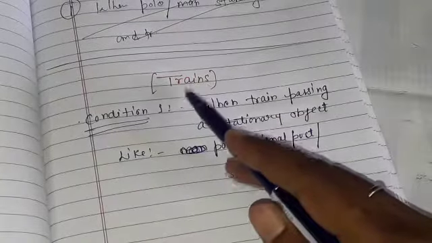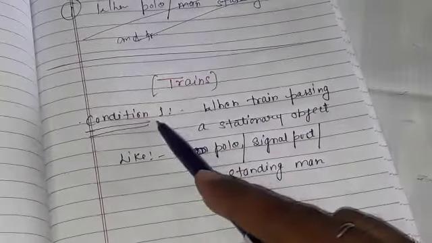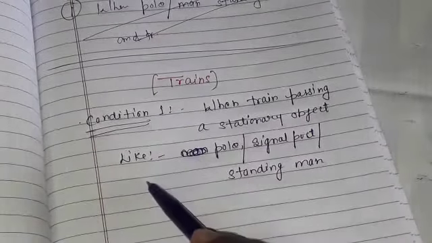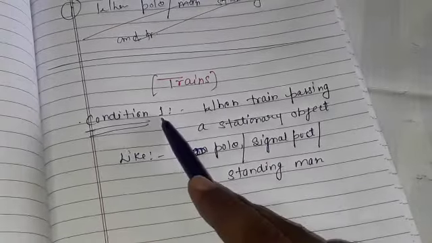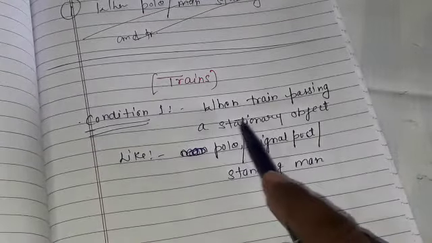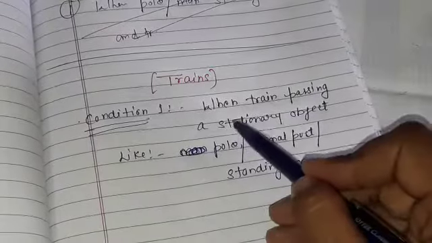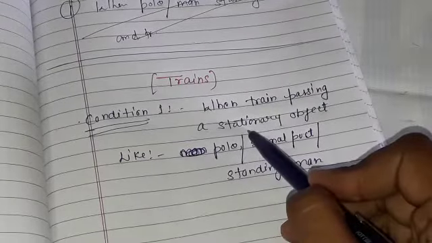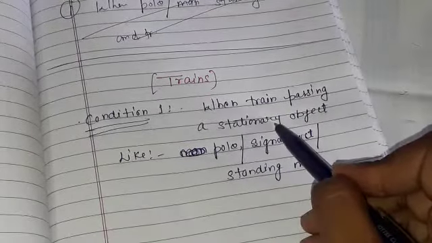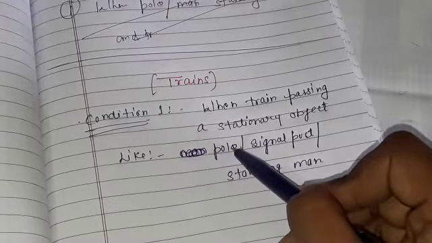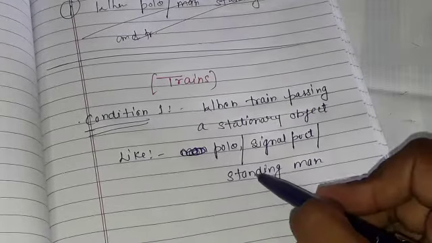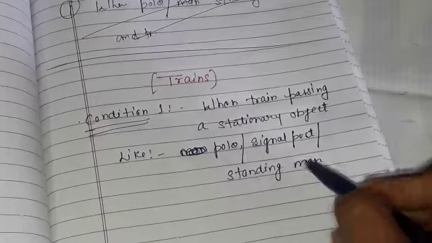Class, our next topic is trains. For trains there are two conditions. First I will explain condition 1: when a train passes a stationary object. Stationary object means, class, something which is standing and not moving at all, like any pole, any signal post, or maybe any man standing on the platform.